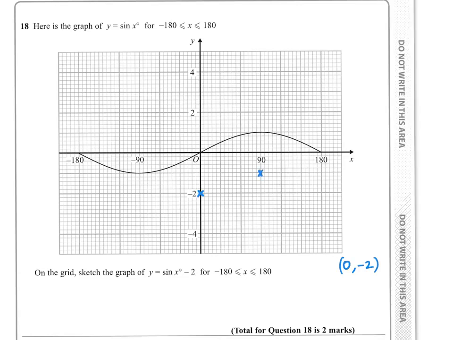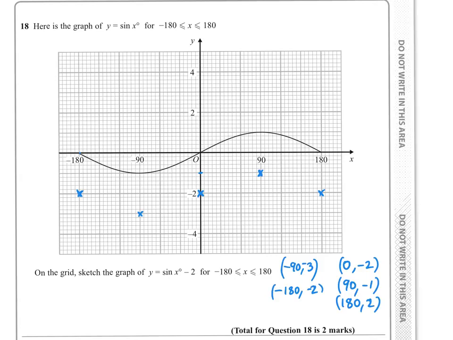I can do that a bit better. So that's 90, minus 1. And then this one would be 180, minus 2. And this one would be negative 90. Well, that's already minus 1, so that would be on minus 3. So that's negative 90, minus 3. And then lastly, negative 180, minus 2. So they're all the points.